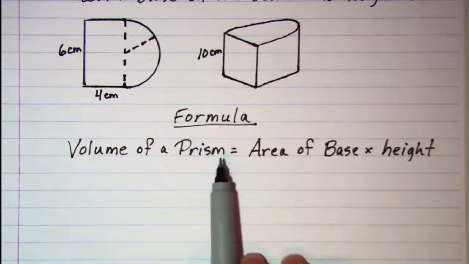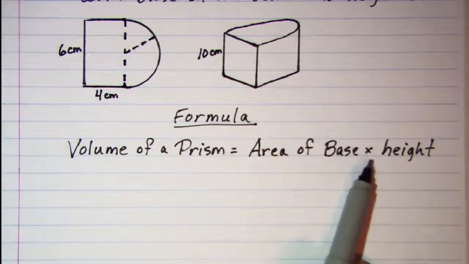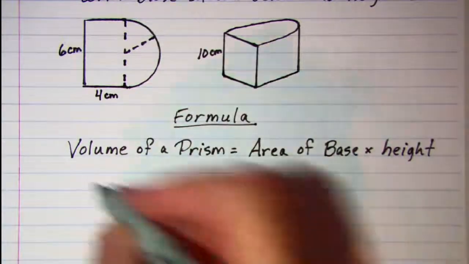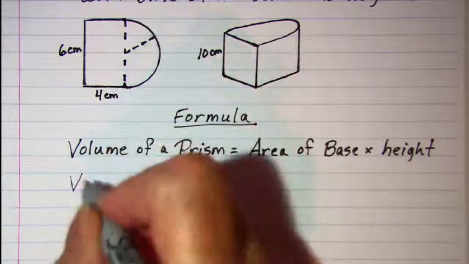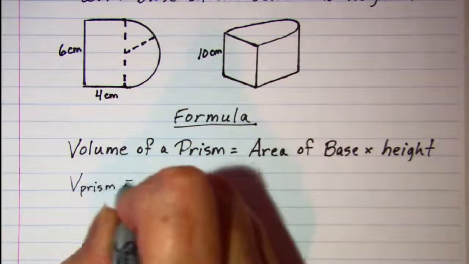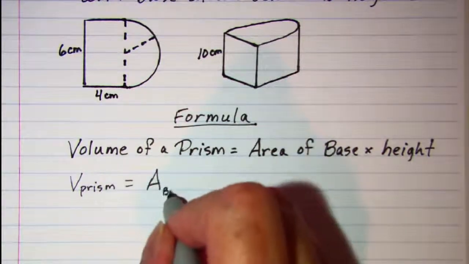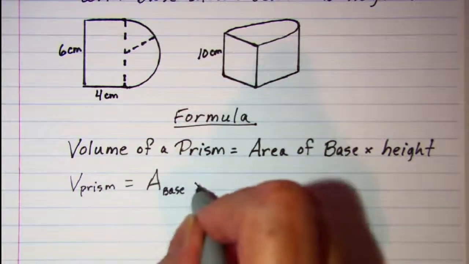So in order to find the volume of our prism, we have to find the area of the base and multiply it by the height. So our formula, volume of a prism, is equal to area of the base times the height.